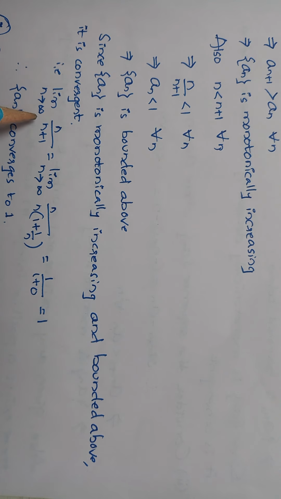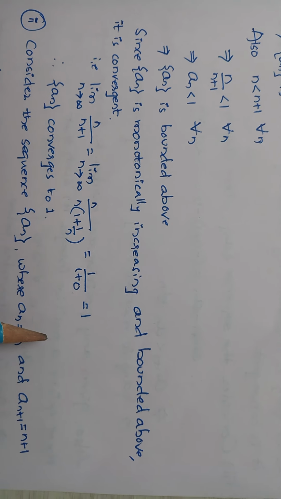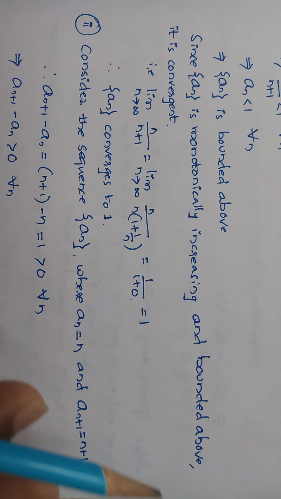That is, limit n tends to infinity of n divided by n plus 1. This is equal to limit n tends to infinity of n divided by n, taking n common in the denominator, so it becomes 1 divided by (1 plus 1 divided by n). The n vanishes. If you put infinity, it becomes 1 plus 1 divided by infinity, which is 0. So 1 plus 0 is equal to 1. Therefore a_n converges to 1.